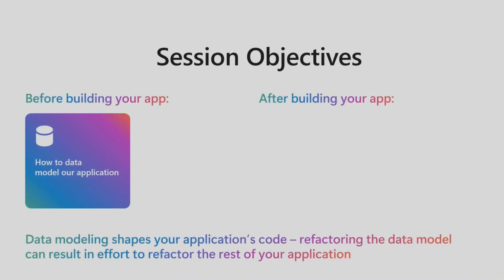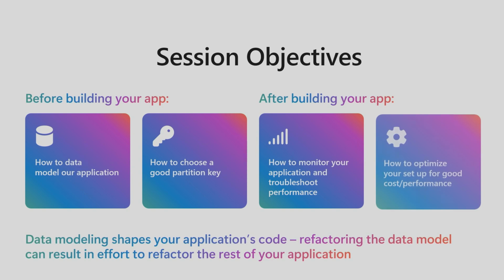So we know how easy it is to get lost when you're starting off on Cosmos DB and building your application. In today's session, we'll differentiate what's important to get right before you build your application and what you can still optimize after building your app. The two things we want to focus on before building out your application are how to data model your app, as well as choose a good partition key.